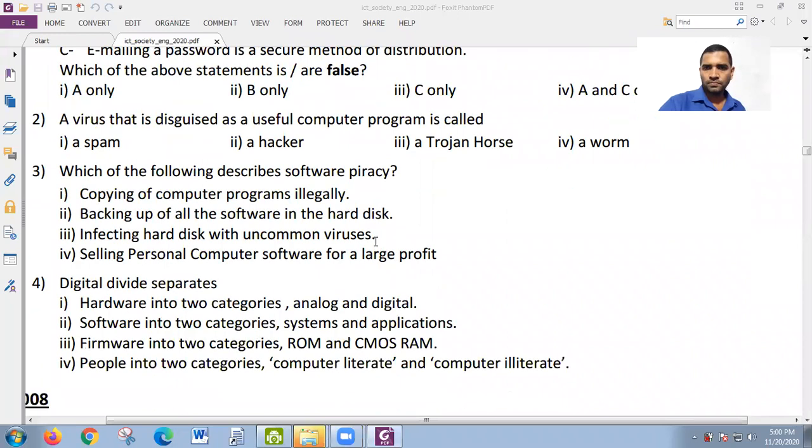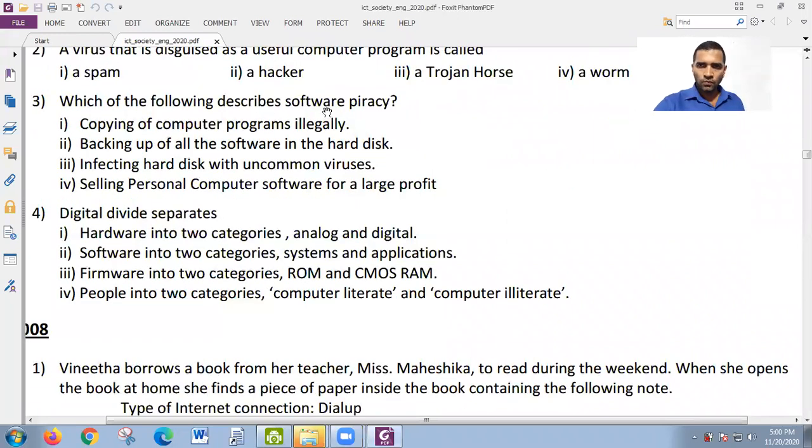Next one. Which of the following describes software piracy? I explained about piracy the other day. So piracy, pirated software, you know that, right? Piracy. Copying of computer programs illegally.